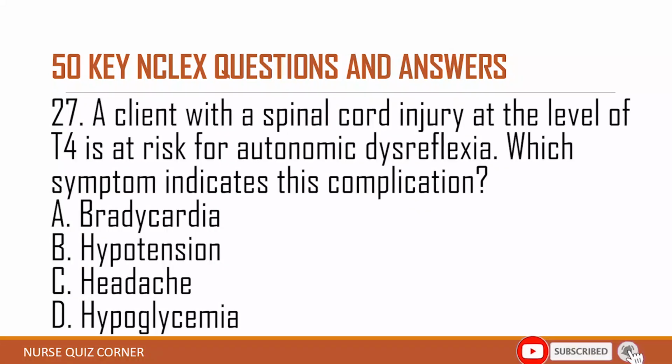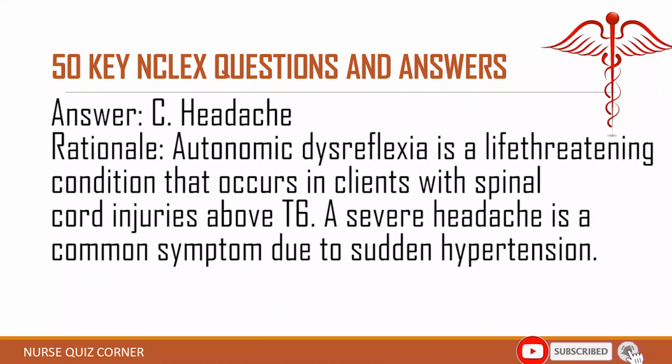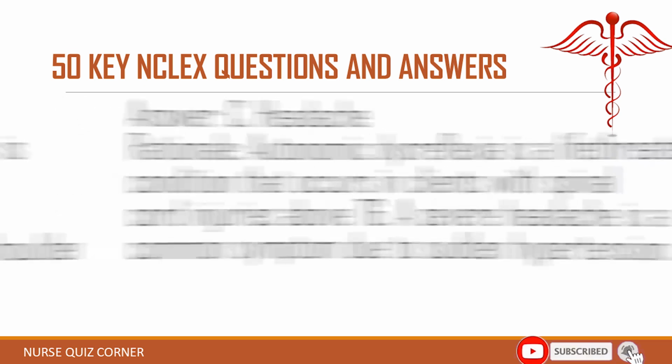27. A client with a spinal cord injury at the level of T4 is at risk for autonomic dysreflexia. Which symptom indicates this complication? A. Bradycardia. B. Hypotension. C. Headache. D. Hypoglycemia. Answer C. Headache. Rationale. Autonomic dysreflexia is a life-threatening condition that occurs in clients with spinal cord injuries above T6. A severe headache is a common symptom due to sudden hypertension.